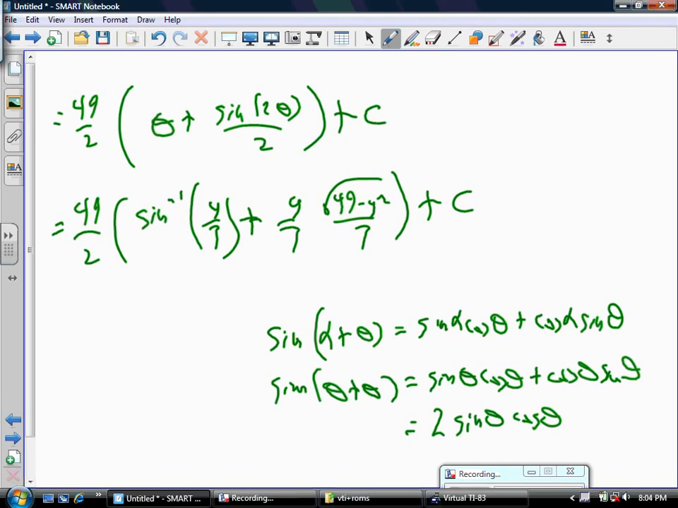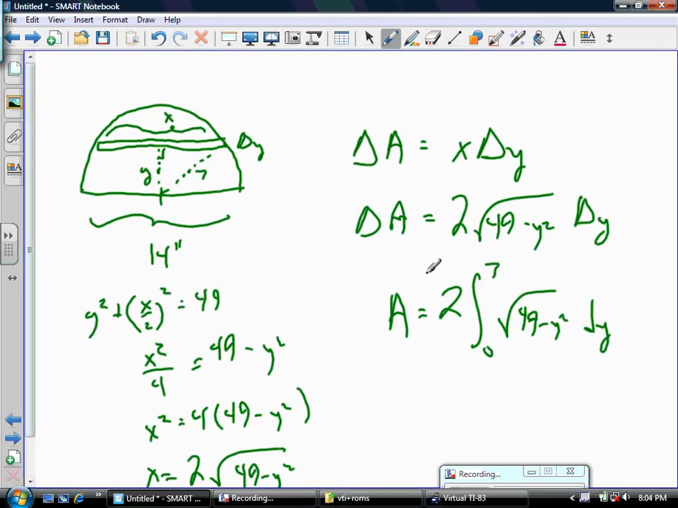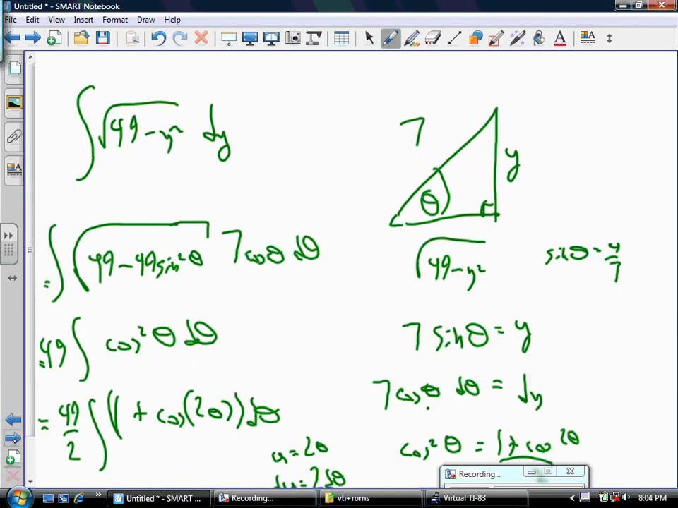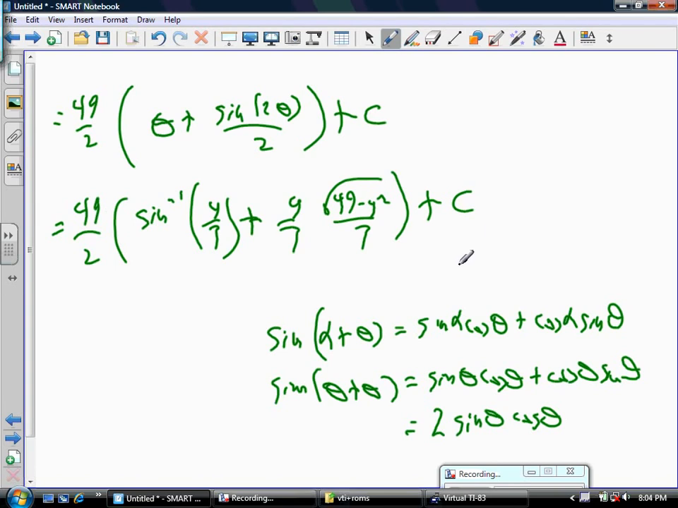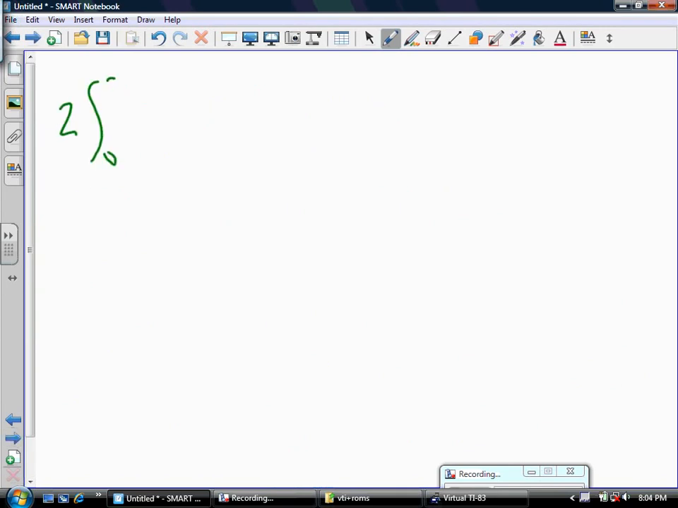Oy. Okay, let's use it. Remember what we were doing? We're doing the definite integral from 0 to 7 times 2. But the indefinite integral is this ginormous mess. We've got to multiply that by 2, so what happens with the 2's? Goes away. Evaluate it from 0 to 7, so what happens with the plus c? Goes away. So this is what you end up doing. What we were trying to figure out: 2 times the integral from 0 to 7 of rad 49 minus y squared dy.